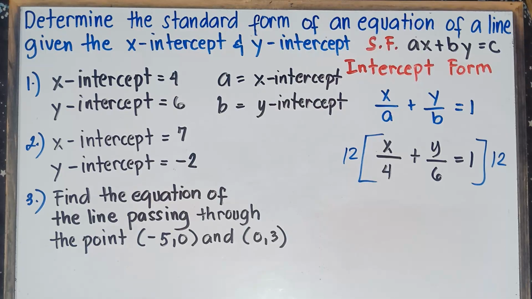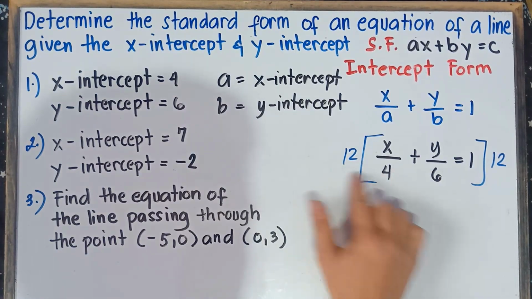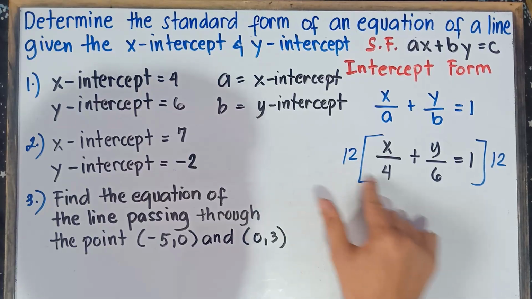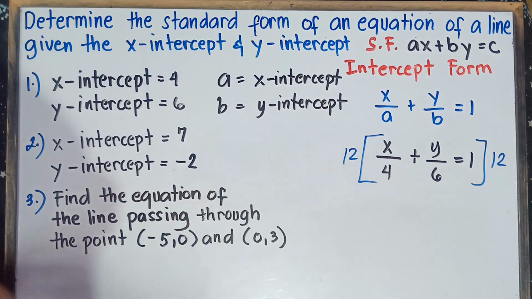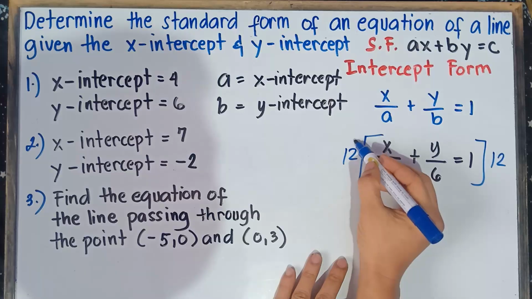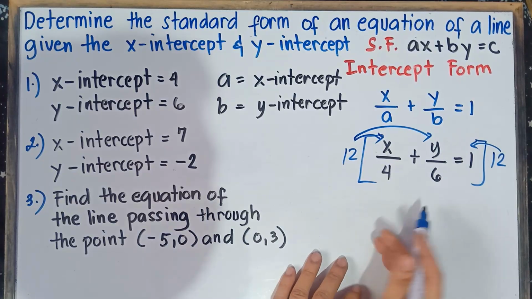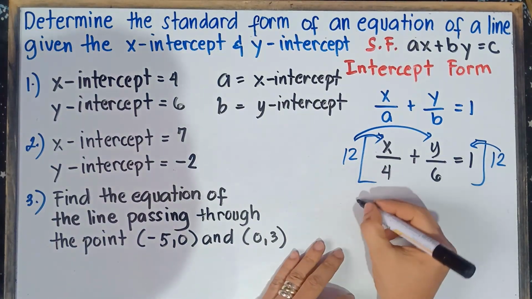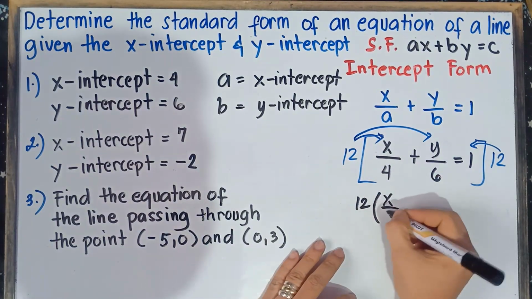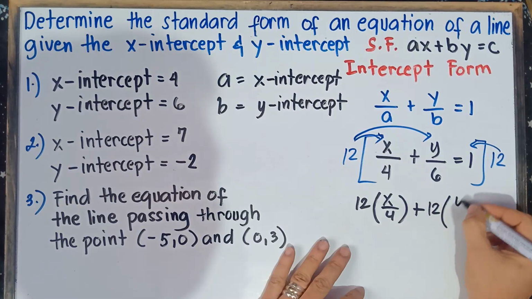Now, once you get the LCM, simply multiply both sides, left and right, of this equal sign, so that we can cancel the denominators, because we can divide this one. 12 divided by 4 would be equal to 3. Once you find the LCM, simply multiply, applying the distributive property. Once you multiply 12 on the left side, you also do that on the right side. So this will be 12 multiplied by x over 4, copy the plus sign, and then 12 multiplied by y over 6 equals 1 times 12.